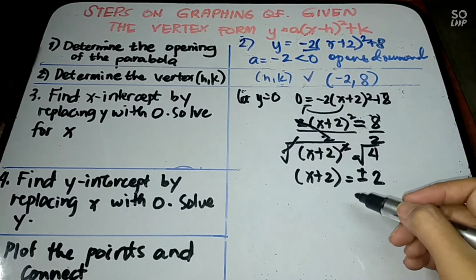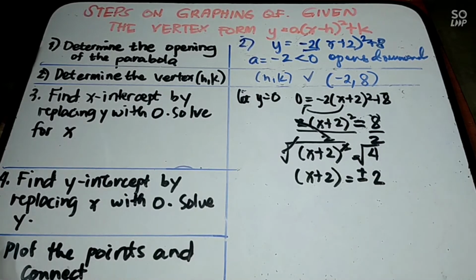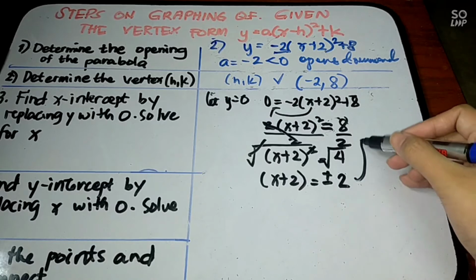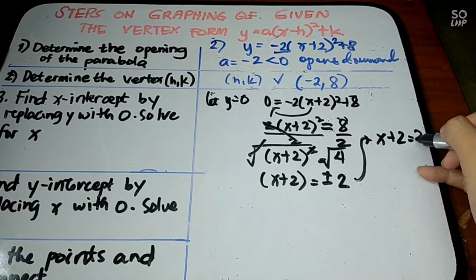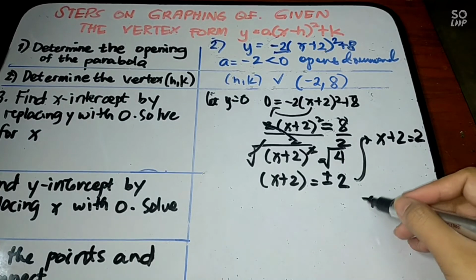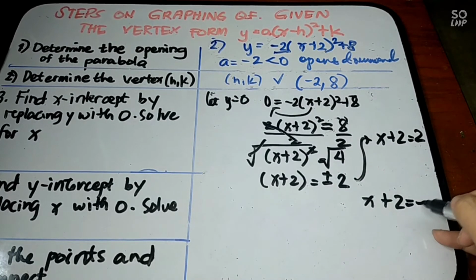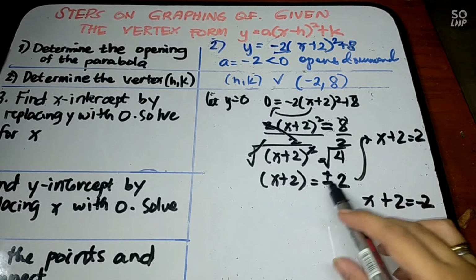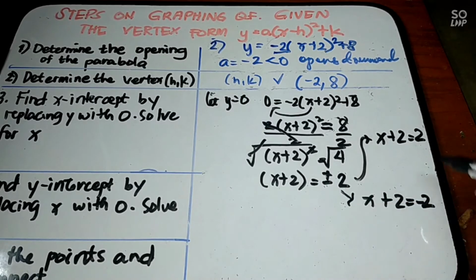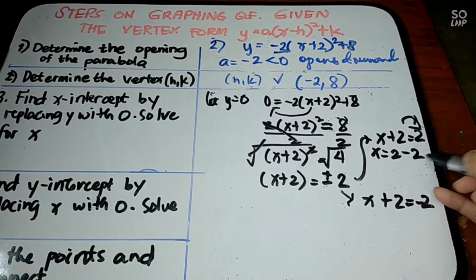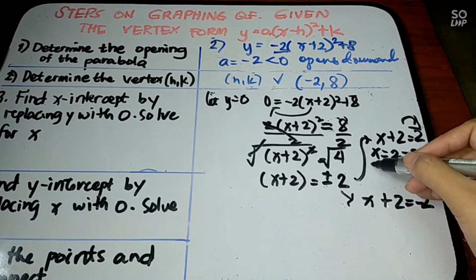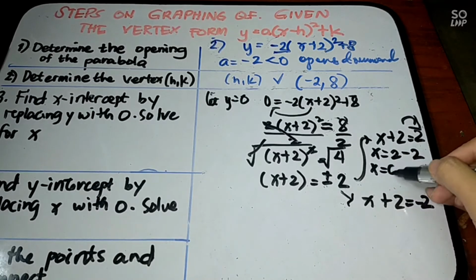Then separate the positive and negative. One is x + 2 = 2. The other is x + 2 = -2. We just separated these. Then, solve for x. x equals, just copy 2, then move the 2 to the other side, so it becomes minus 2. Therefore, x = 2 - 2, the answer is 0.